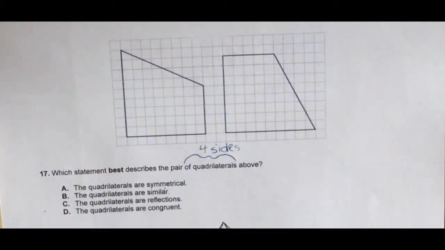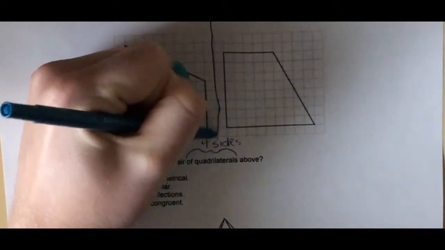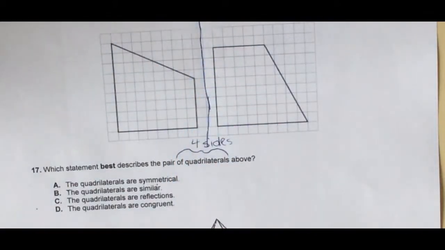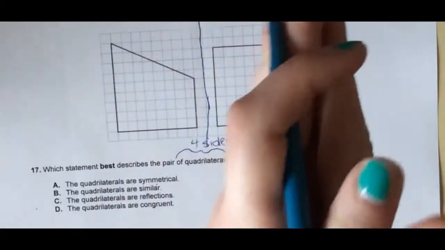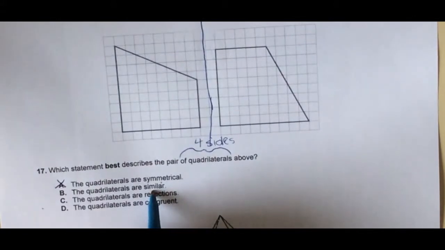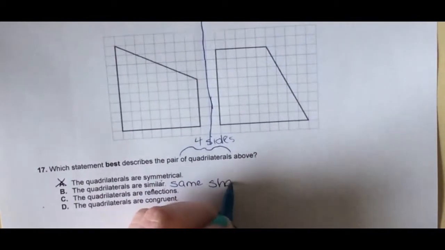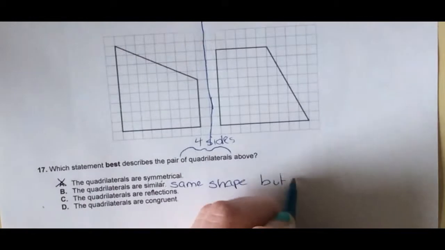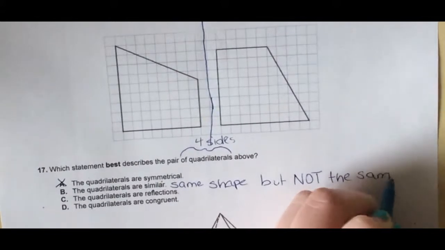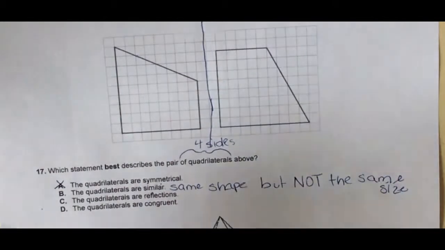We haven't talked about objects being symmetrical, but that basically means if we drew a line down, this side would be the same as this side. We could fold it and get the same thing. So those are not symmetrical because if we folded this, it would not be the same. Okay, these quadrilaterals are similar. All right, similar is the same shape, but not the same size. Now these are the same size, and they are the same shape, so that is not the answer.